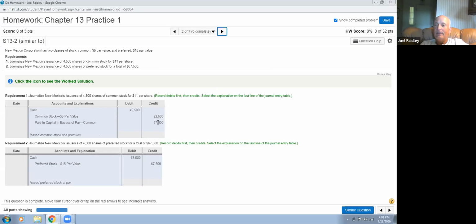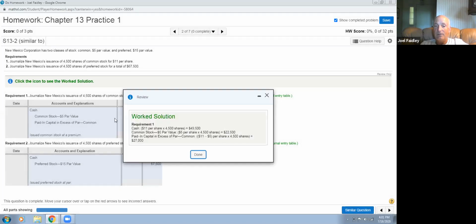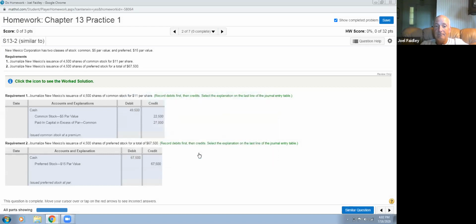Paid in capital is always the plug number, right? You hear me say it a lot, plug number. And there's the worked solution for that, so you can see that as well. All right, and then the preferred stock was total value 67.5, so it was sold at par, it looks like, right? Because there's no additional paid in capital. All right, so that's number 2.